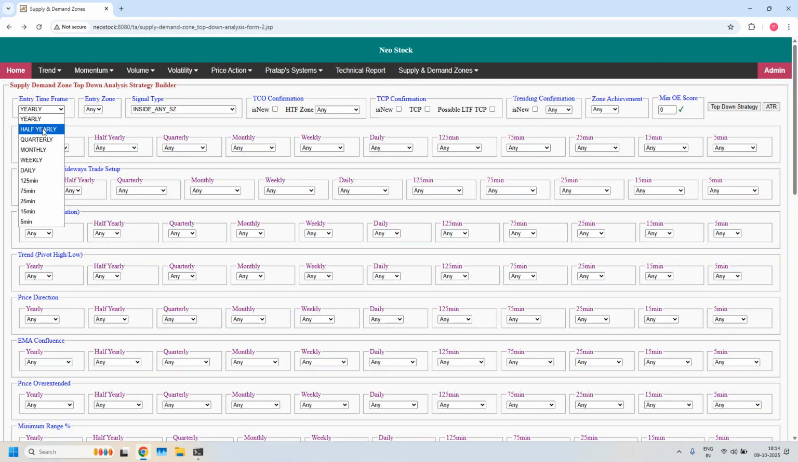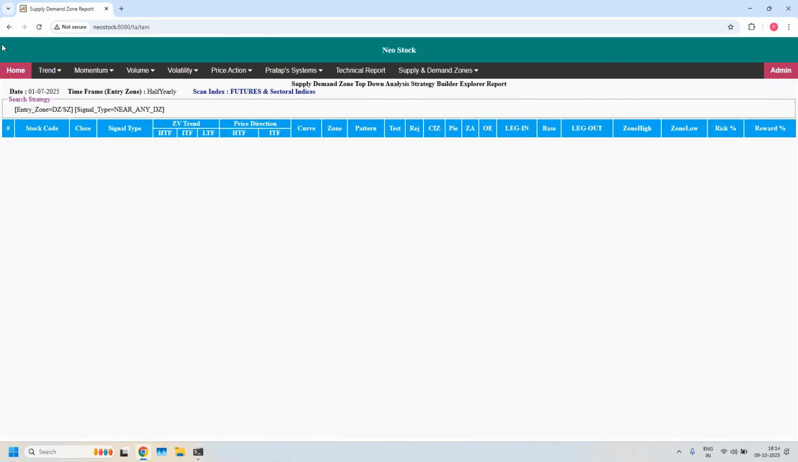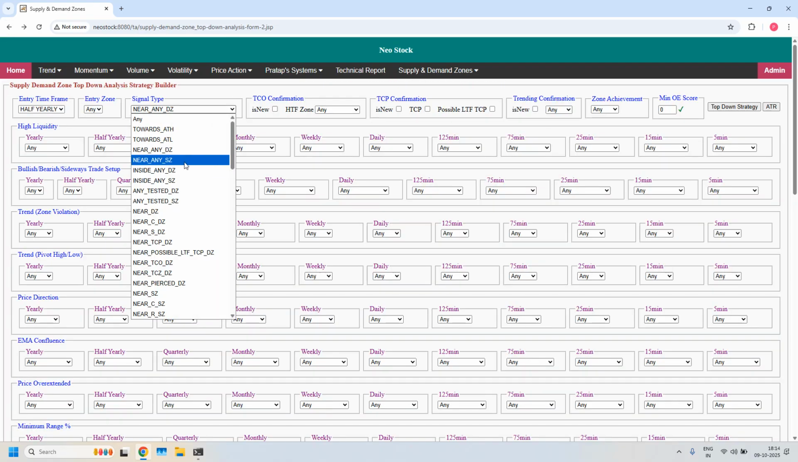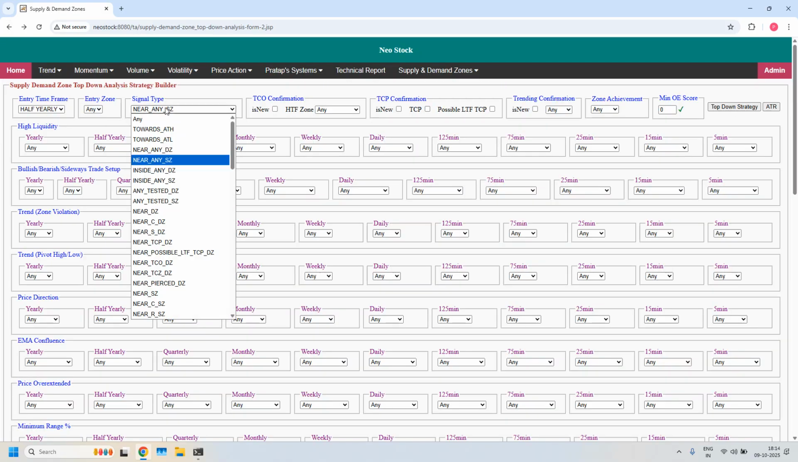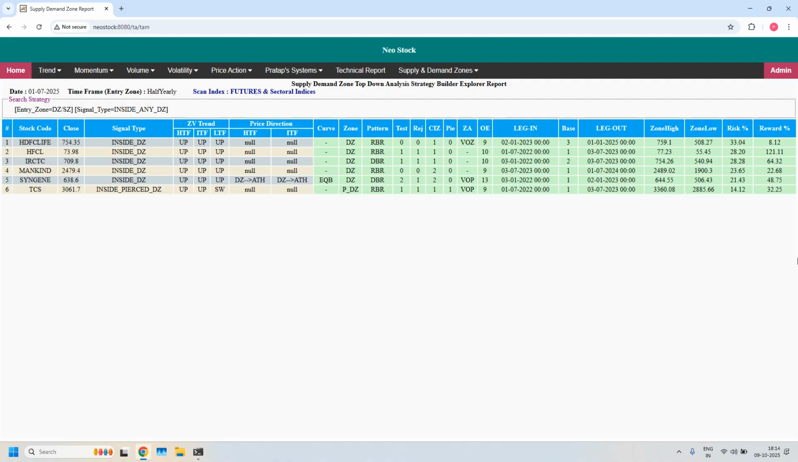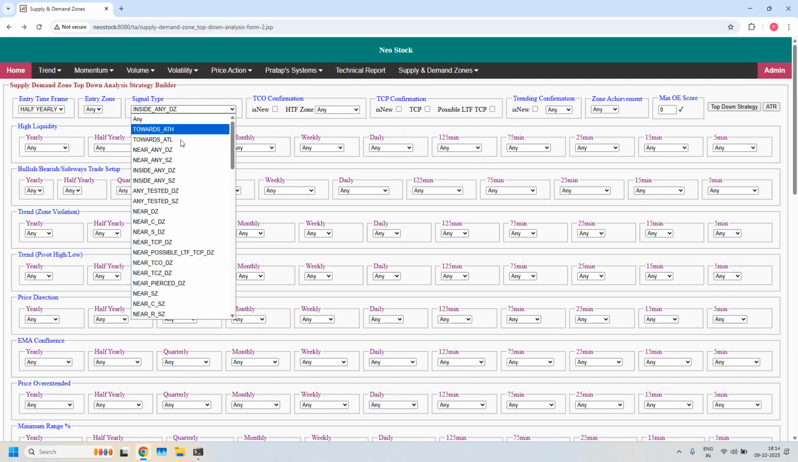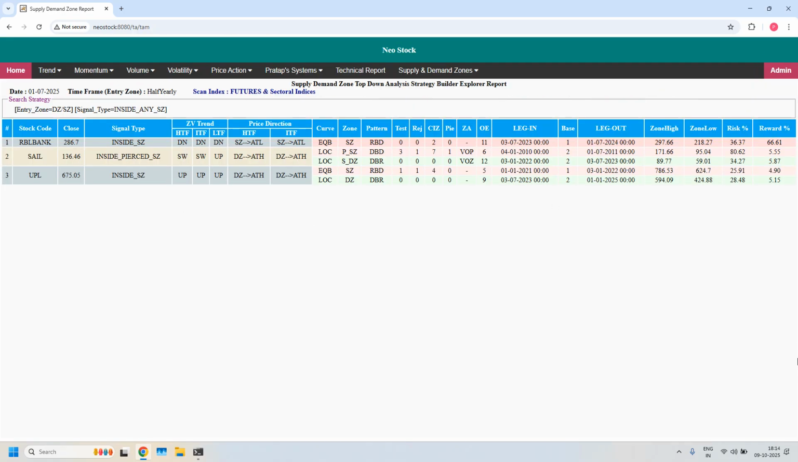Next time frame, half yearly. Stocks near half yearly demand zone, no stocks. Stocks near half yearly supply zone, also no stocks. Price closed inside half yearly demand zone, we got 6 stocks. Next, price closed inside half yearly supply zone, we got 3 stocks.